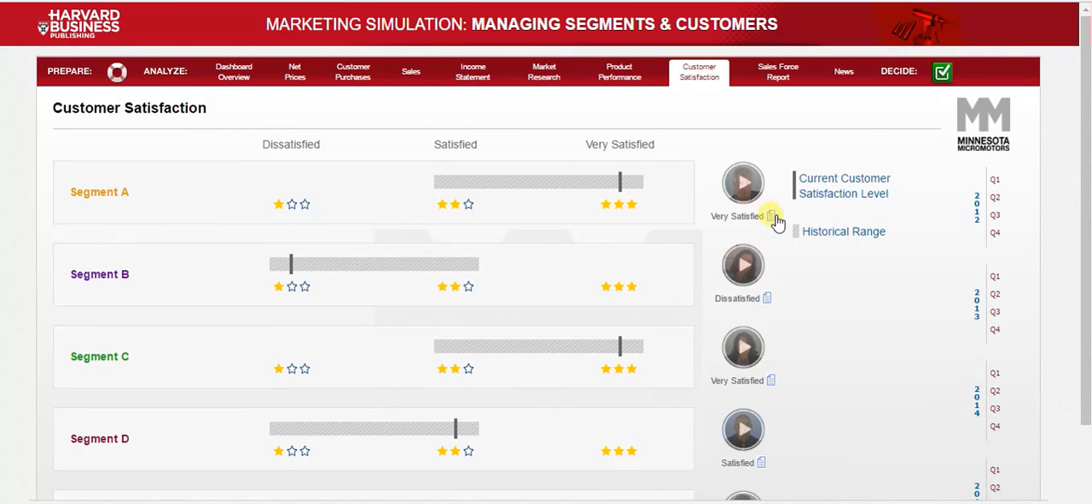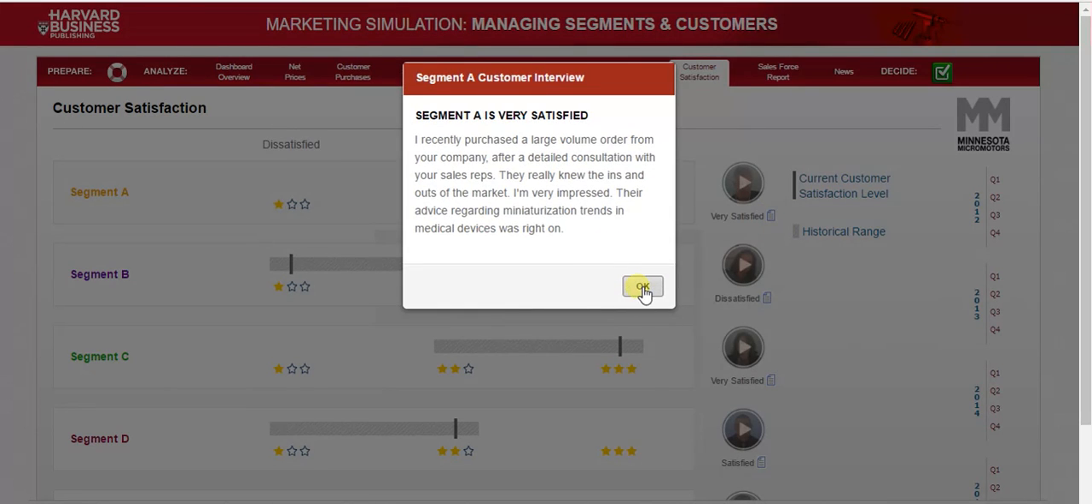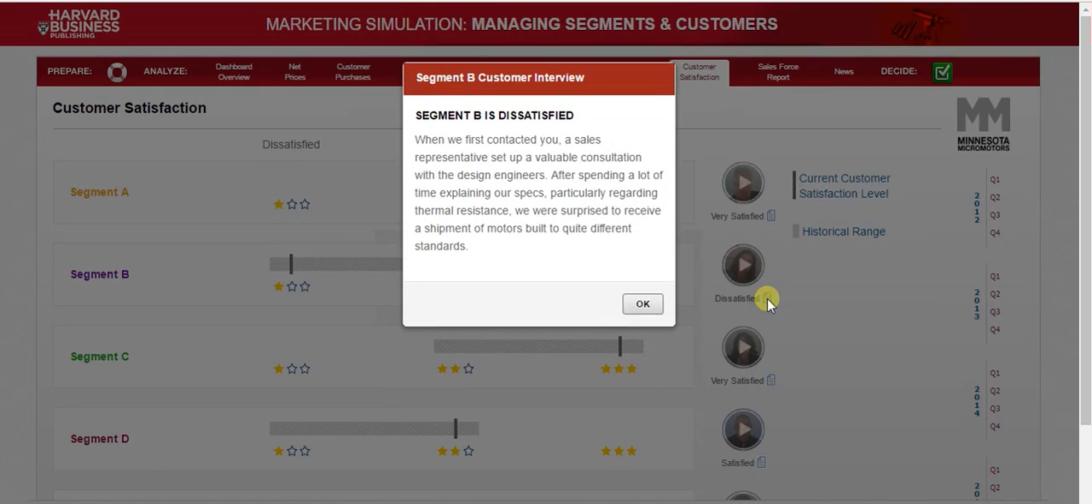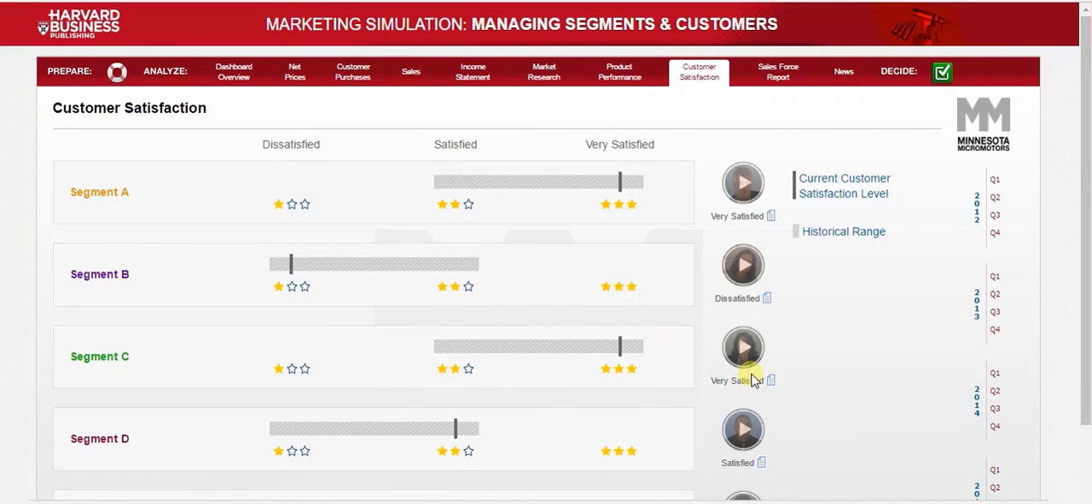The customer satisfaction tab basically shows you what your customers are satisfied or dissatisfied about. By clicking here, they tell you what you need to fix, or what you need to keep doing right.